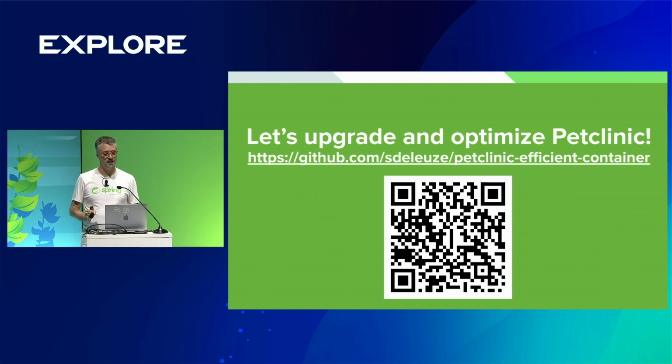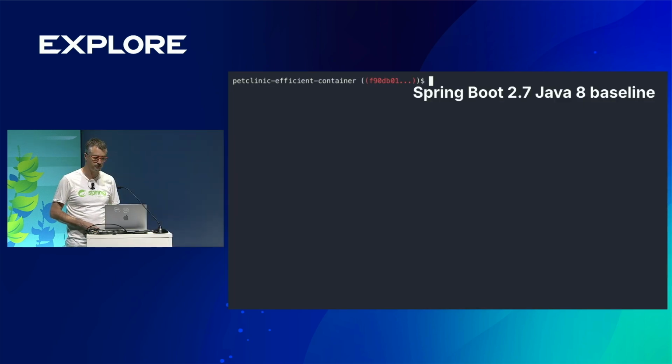So what we are doing today is to upgrade and optimize Petclinic in order to enable various optimizations, CDS, but also other ones. And if you want to check the various steps I'm going to show today, you can use this QR code or directly use my Petclinic efficient container URL here. You will check the various commits and you will see step by step the upgrade I'm going to do today.